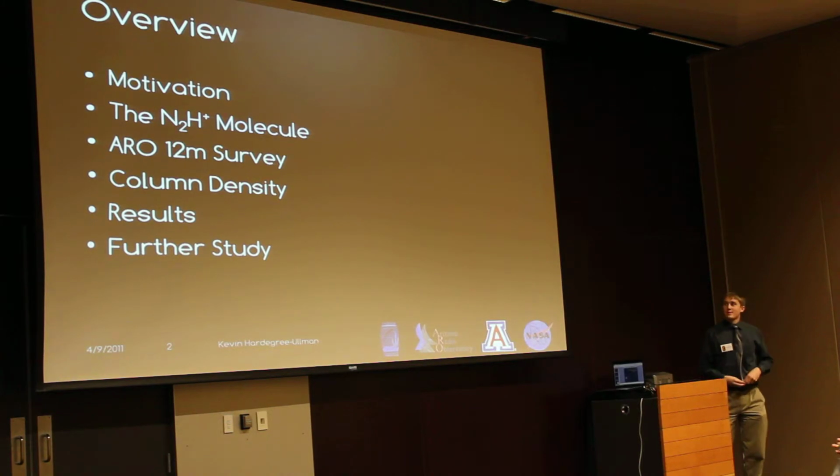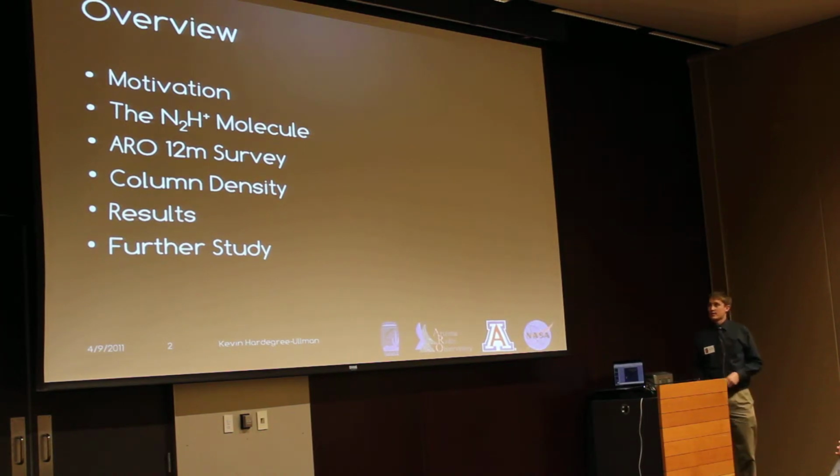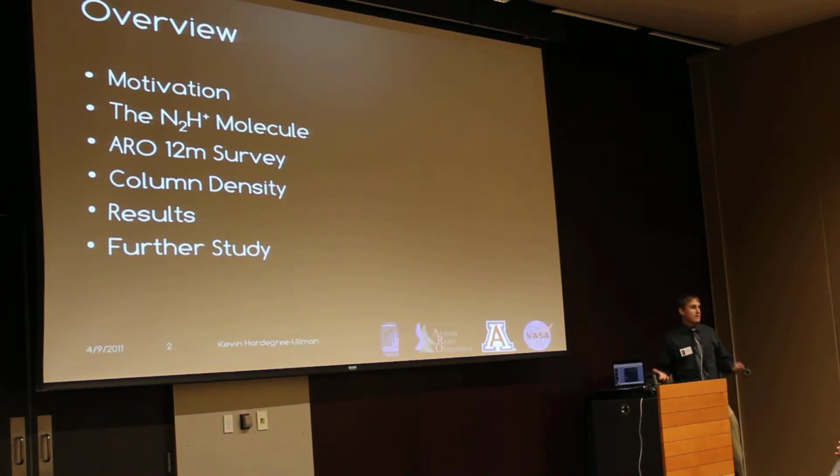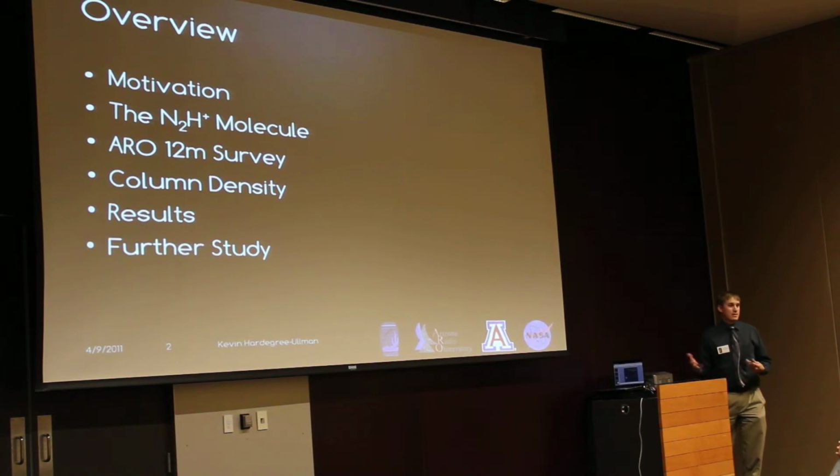So what I'm going to go over is the motivation for this research. Why are we doing this? I'm going to talk about the particular molecule that we looked at. I'm going to talk about the survey that we completed at the Arizona Radio Observatory 12-meter telescope on Kitt Peak. We're going to also talk about column density, which is one of the parameters that we could measure from this survey. Also, I'll give some results and some further study that we're going to complete.